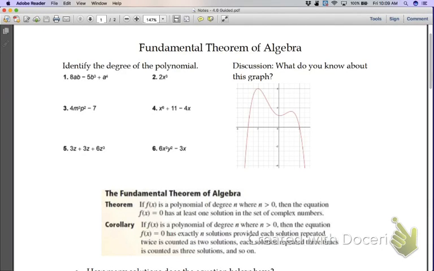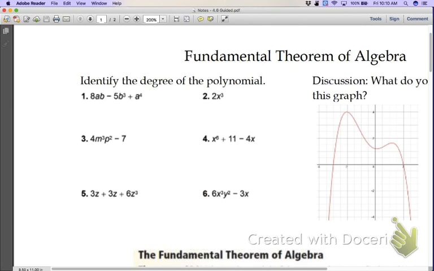Algebra. Basically, it is going into finding all of your zeros and solving everything from there. So on the top it says identify the degree of each polynomial. Now some of these are not in standard form.